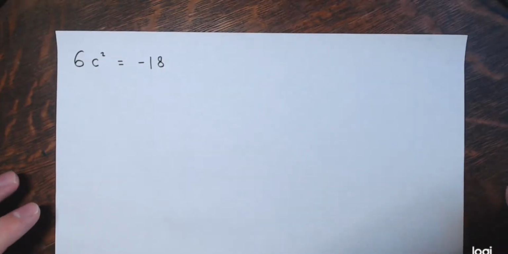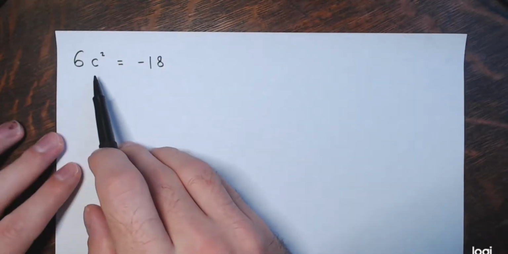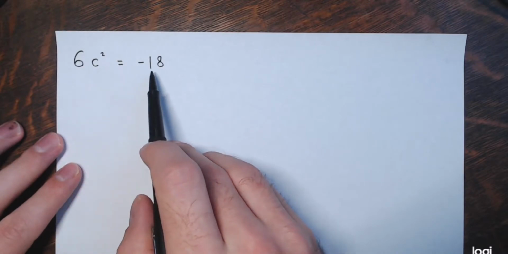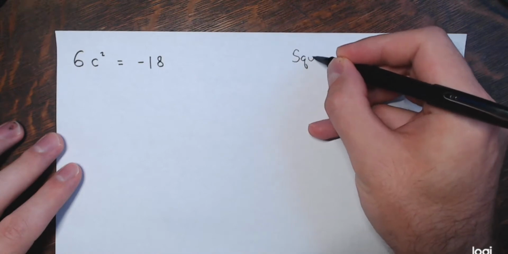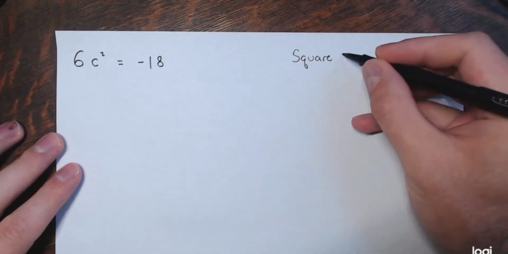Alright, so we're asked to solve 6c squared equals negative 18, using this thing they're calling the square root property.